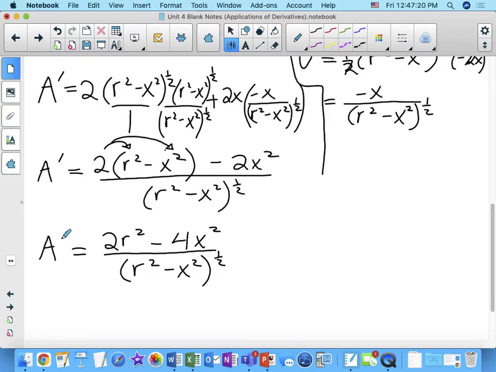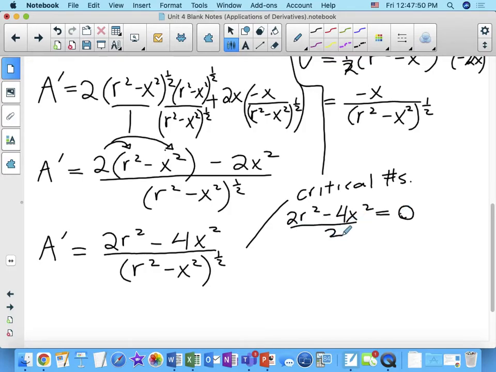Okay, so to get your critical numbers, right, you have to solve this: 2r squared minus 4x squared equals 0. Okay. So yeah, you can factor out a 2 if you want, right? Or you could also just divide both sides by 2. That's probably the easiest thing to do. Because if you divide this by 2 and divide that by 2, 0 divided by 2 is still 0. So sure, let's do that. Then you're just going to have r squared minus 2x squared equals 0.